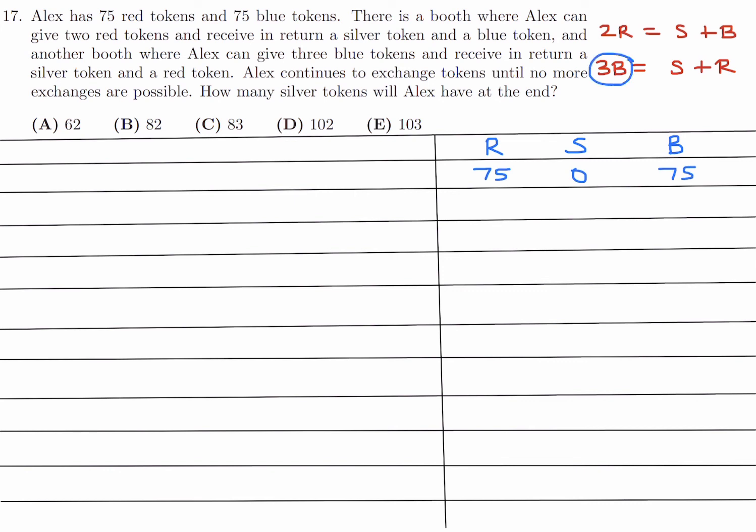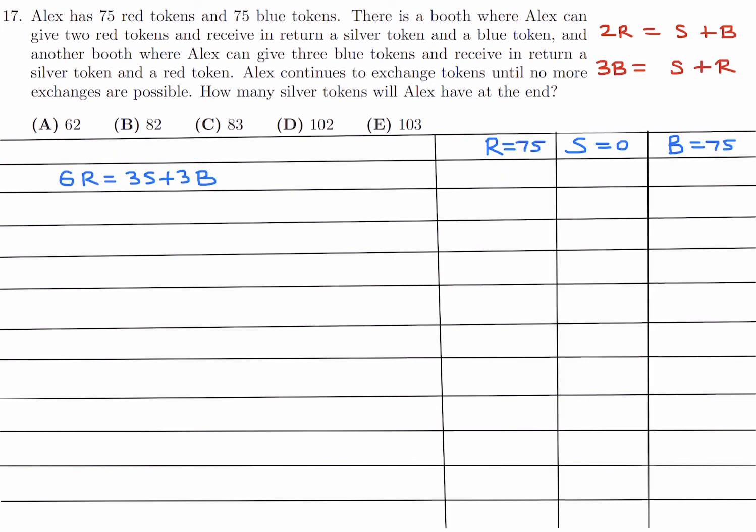Our goal is to get 3B, right? So what I'm going to do is first use this rule right here. And that rule I'm going to use 3 times in order to get 3B. So I got to start with 6R. And when I do, I will get 3S plus 3B. And then now that I have this 3B, I can now utilize that rule. And when I do, that 3B will now convert to S plus R.